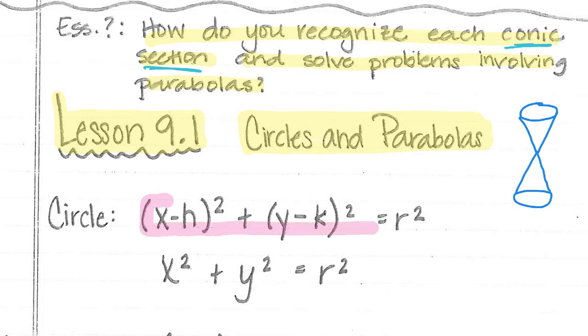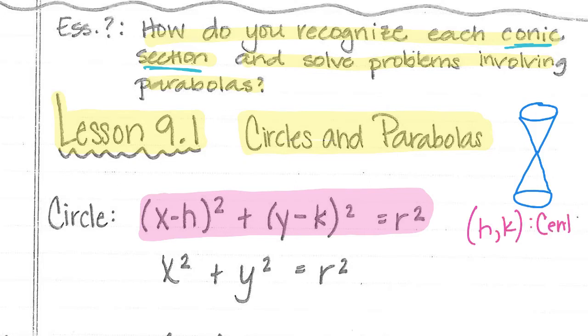(x - h) quantity squared plus (y - k) quantity squared is equal to r squared. Notice the (h, k) is the center of the circle, and the r is the radius. So if I have this form right here, x squared plus y squared equals r squared, that is just saying that the center is at the origin, (0, 0). So let's start with some of these fun questions that the book gives us.